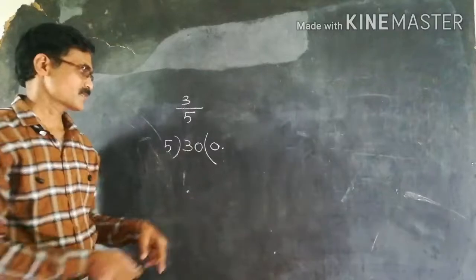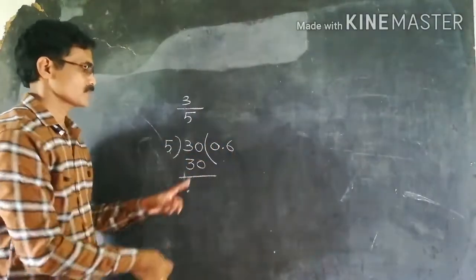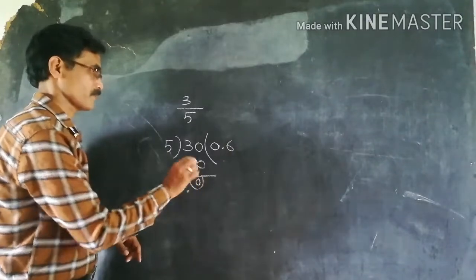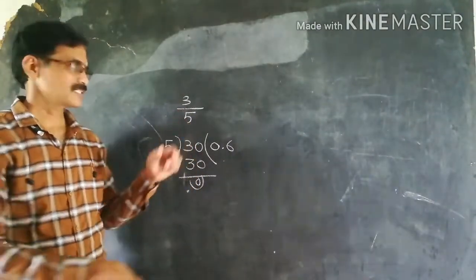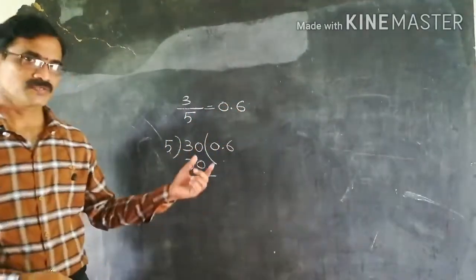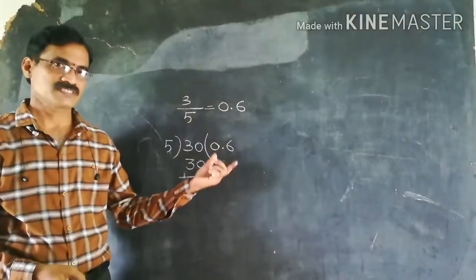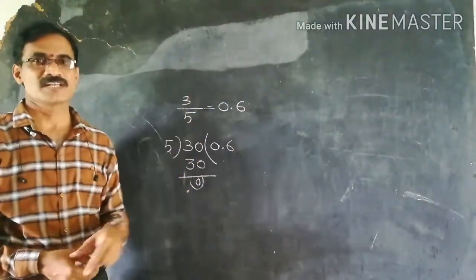Now how many times will it go? 5 sixes are 30. So you will get remainder 0. So now what is the decimal form of 3 by 5? That is 0.6. In the quotient part you got 0.6. So that is the decimal form of this rational number.